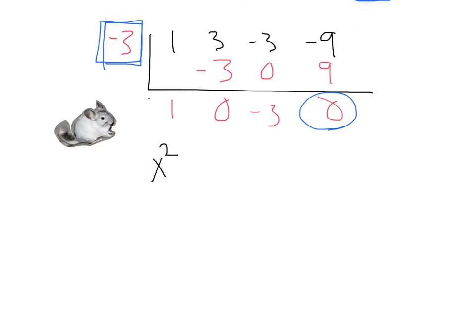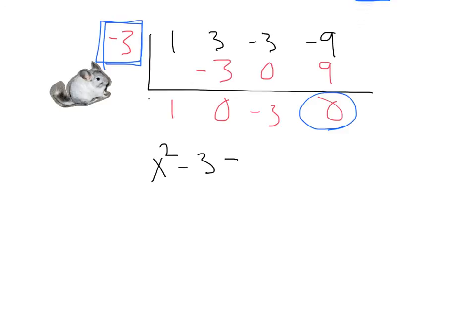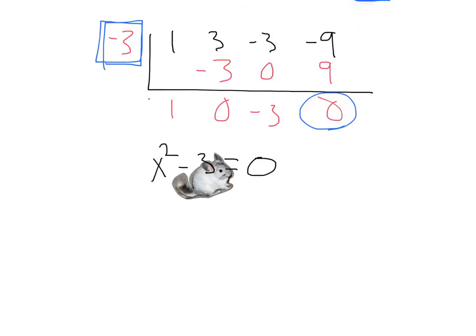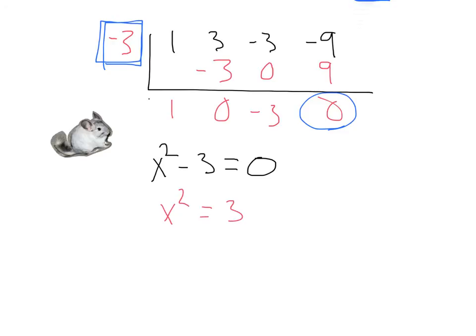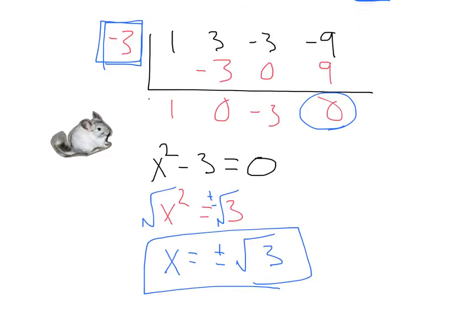Then we've got plus 0x, so I can leave that out, minus 3. And I know we're finding zeros, so I can set that whole thing equal to 0. Now I'm just going to go ahead and solve this to find the rest of my zeros. So I could add 3 to both sides. That gives me x squared equals 3. Take the square root. Don't forget, when you square root, you have to do plus or minus. So I'm going to get x equals plus or minus the square root of 3. And I'm going to go ahead and box that because that's a 0 as well.